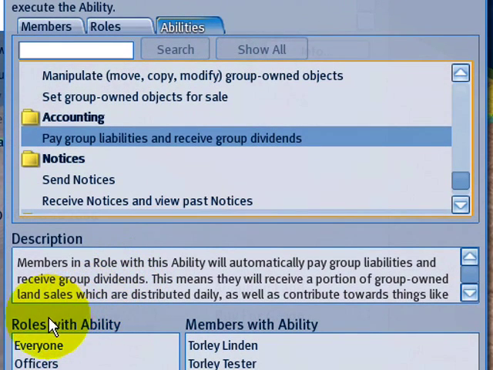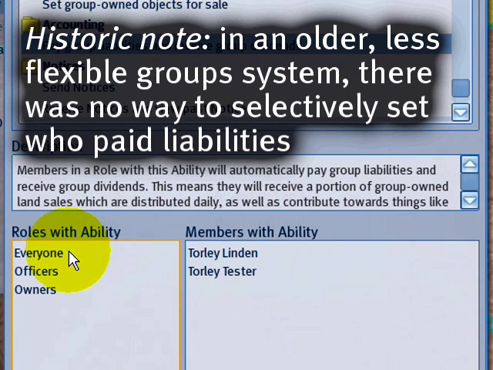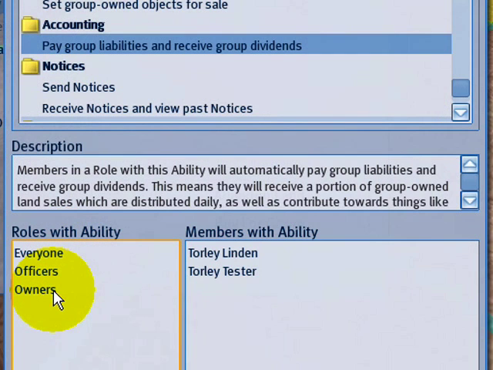It's an ability, well, it's kind of misleading, because you wouldn't think that being deducted Linden dollars is such a good thing to have, but by default, it's set for everyone. So be careful. If you're setting up a group and you want people to join, perhaps it's a wise idea that only the owners, or perhaps the officers as well, and select roles, not everyone, will be charged liabilities. Like I said, it's the default.